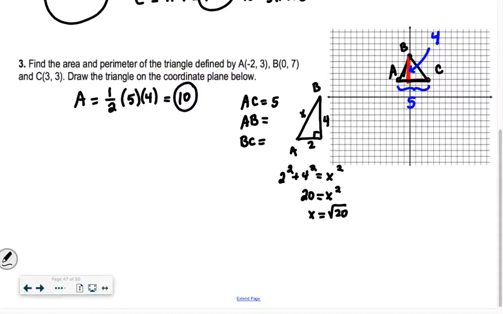All right, we can simplify that square root. You guys remember way back when we simplified square roots? So 4 goes into it, so it breaks into 2 root 5.